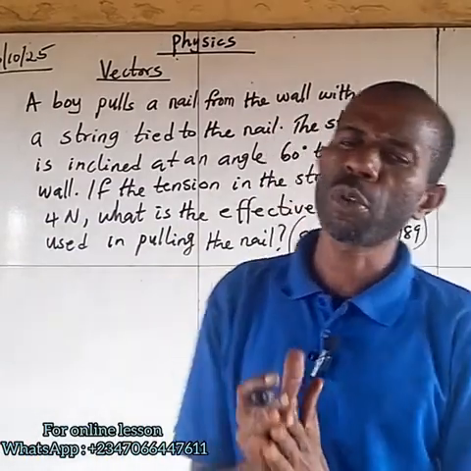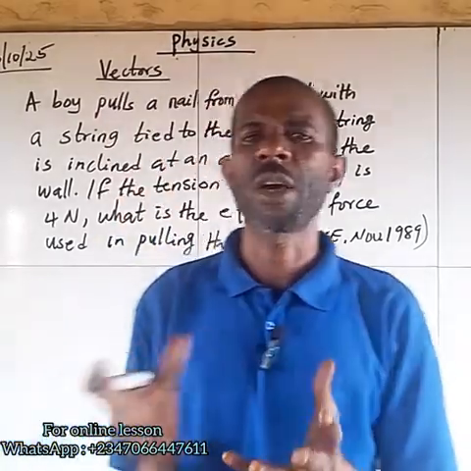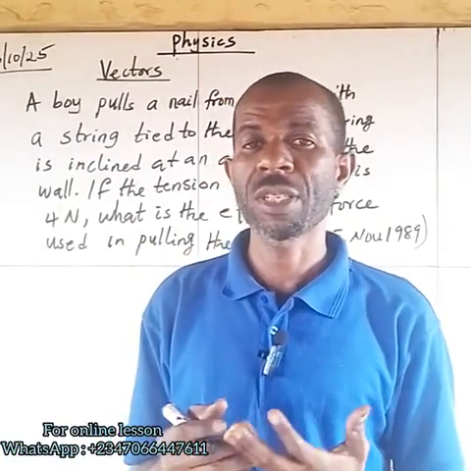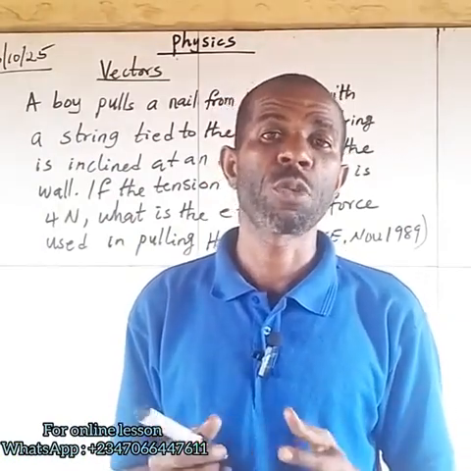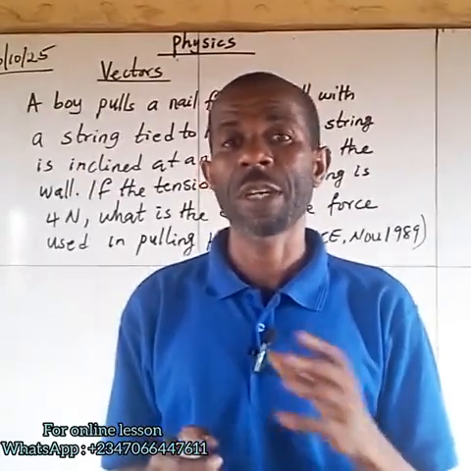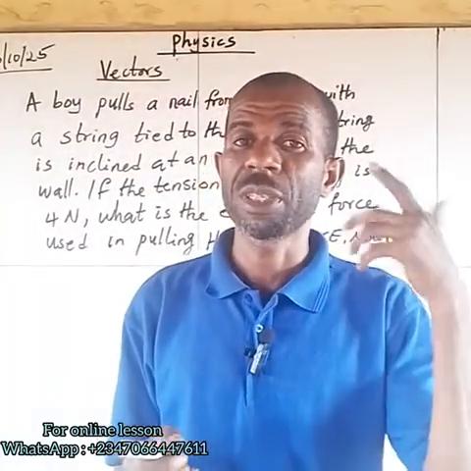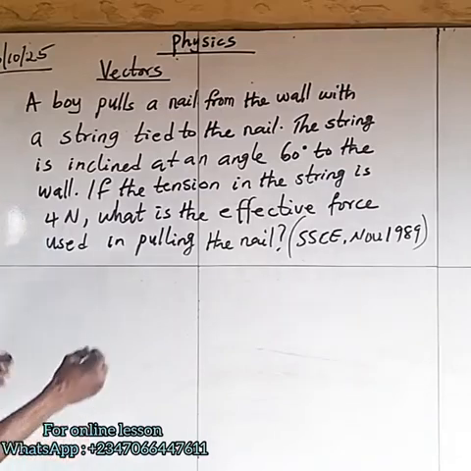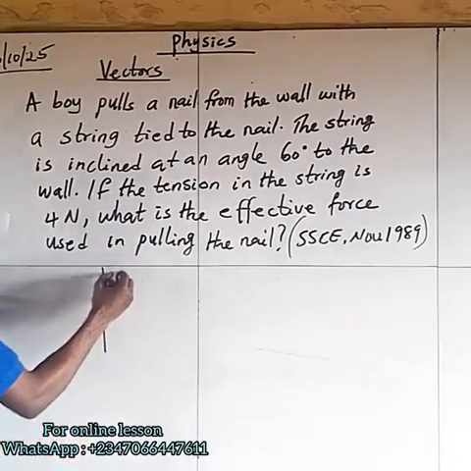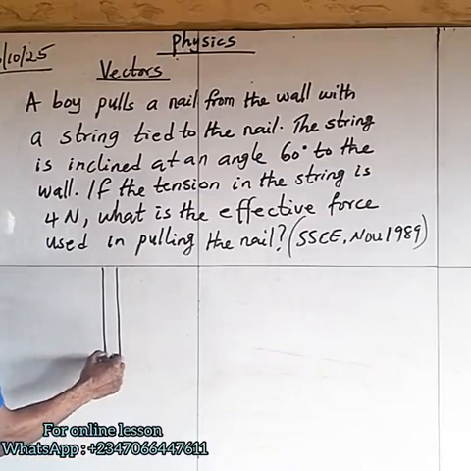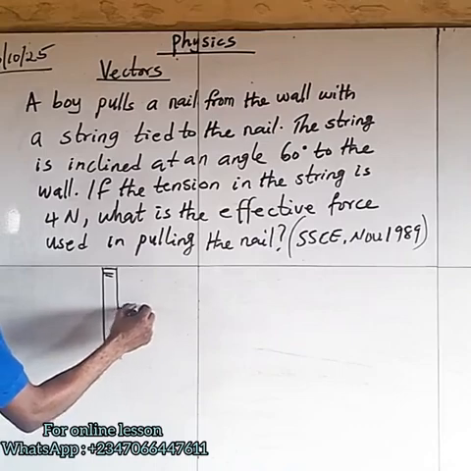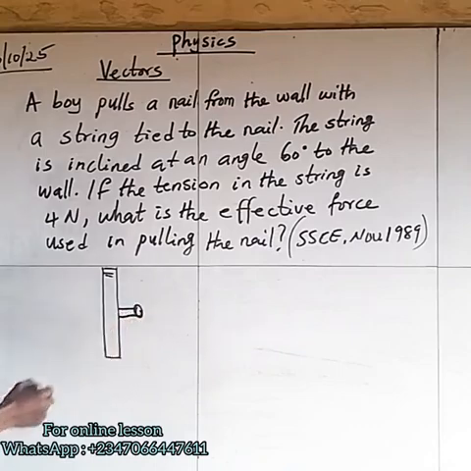So before we can calculate this force, we need to get the vectorial diagram. And that is where many students are finding it very difficult. For you to illustrate a vector question with a diagram, it takes analytical reasoning. Now let us look at the wall. Let's assume this is the wall, and the nail is there. Let's assume this is the nail, and this nail is to be pulled out. A string is tied to it.